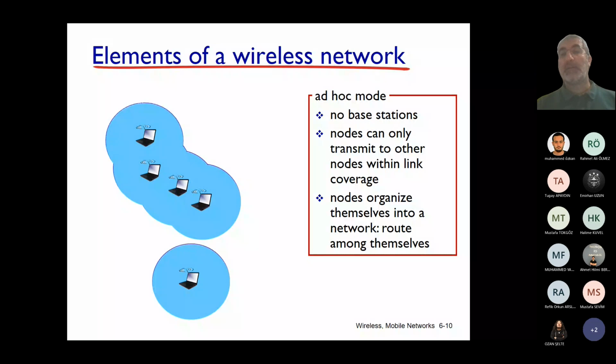Another mode is called ad hoc mode. In this case, there's no base station or central unit. Nodes can only transmit to other nodes within the link coverage, of course. And the nodes are responsible for organizing themselves, routing among themselves. So there is no kind of base station or central authority to organize this network. This mode is called ad hoc mode.